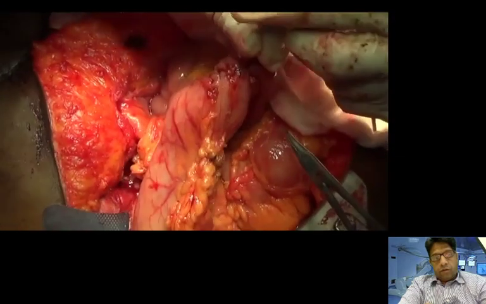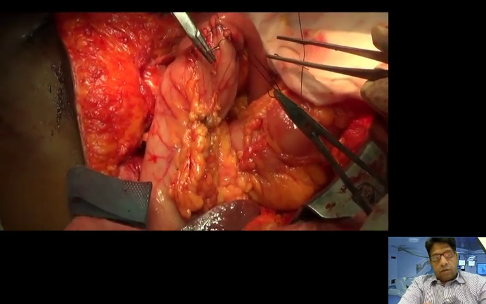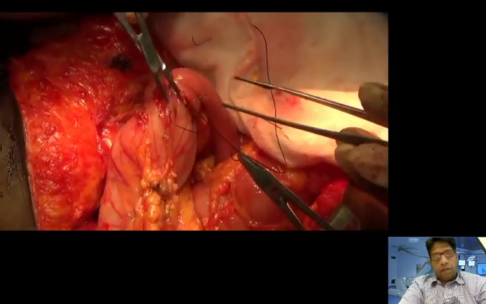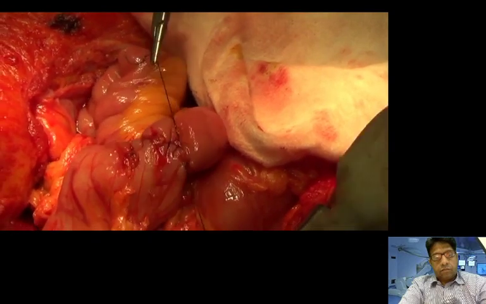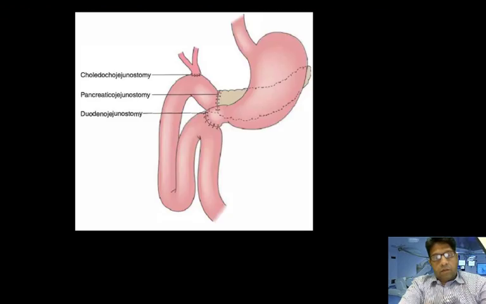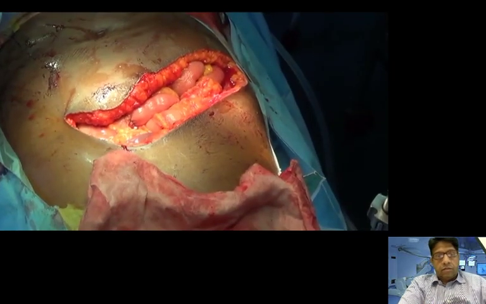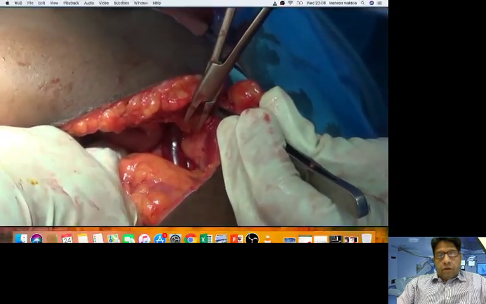Just putting a few additional sutures in the serosa layer. Take any tension off the anastomosis. Okay, so this is basically what's been done. And then this is just closure of the abdominal wall and layers. Okay, I'm going to stop the video there.